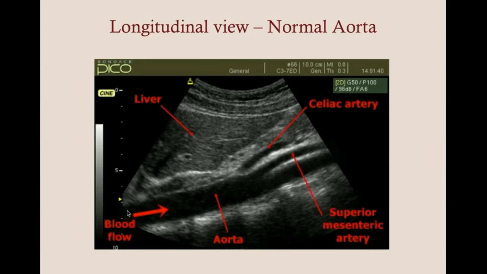coming off right here. So this is normal. We don't have any aneurysm of the aorta here. No saccular components.